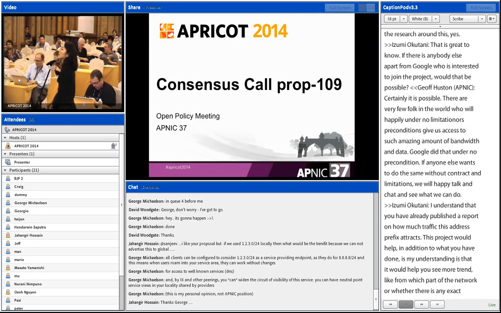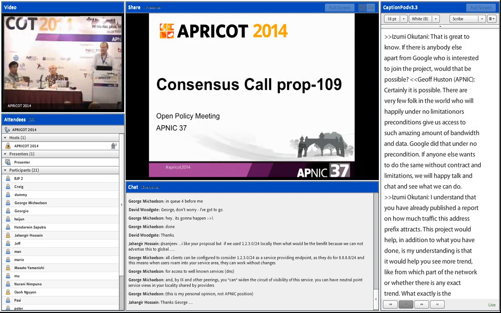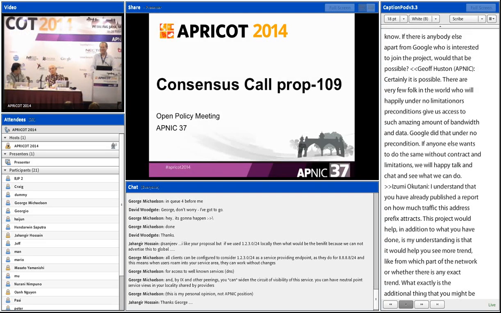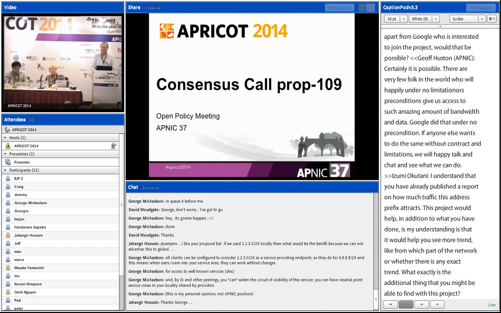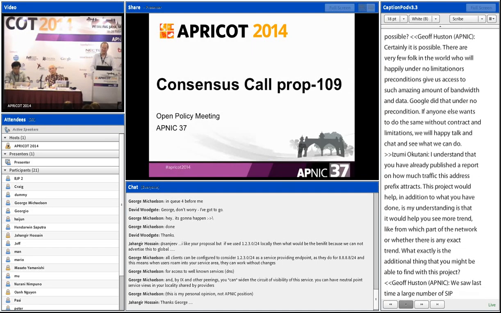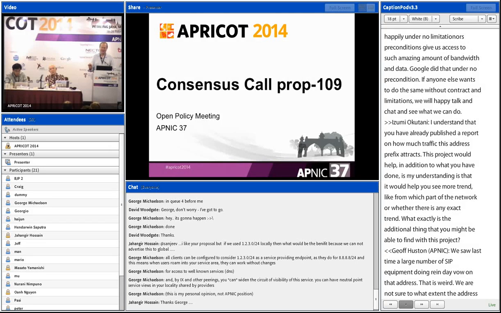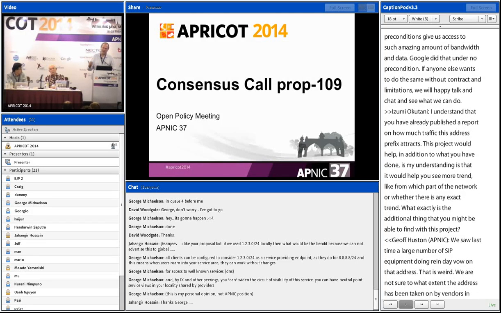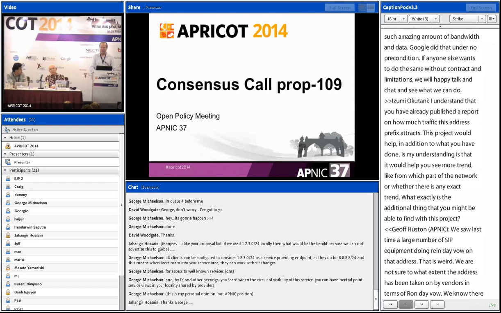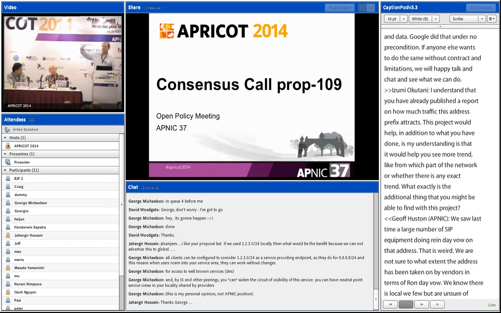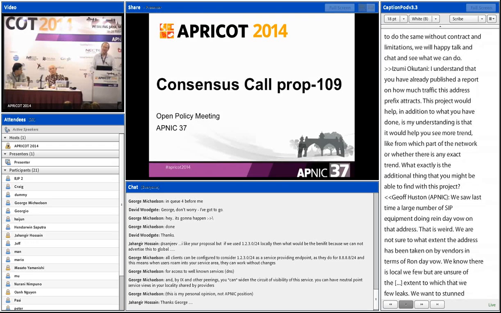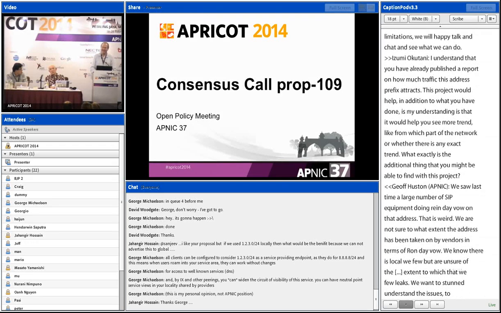We saw the last time a large number of SIP equipment doing rendezvous on that address. That is weird. We are not sure to what extent that address has been taken on by vendors in terms of rendezvous. We know there is local Wi-Fi, but we're unsure to the extent to which that local Wi-Fi leaks. So again, we'd like to understand some of these issues, just to understand the broader issues of local scoped use leakage and the types of equipment that is leaking and why. And I think this is all useful stuff. Yes, okay. Yes, I understand.